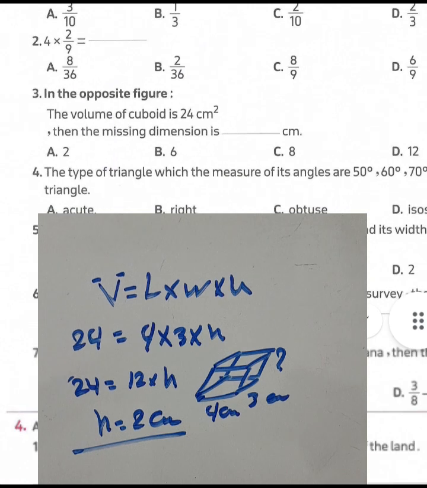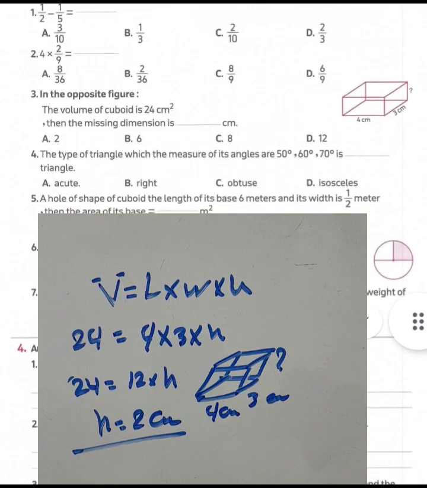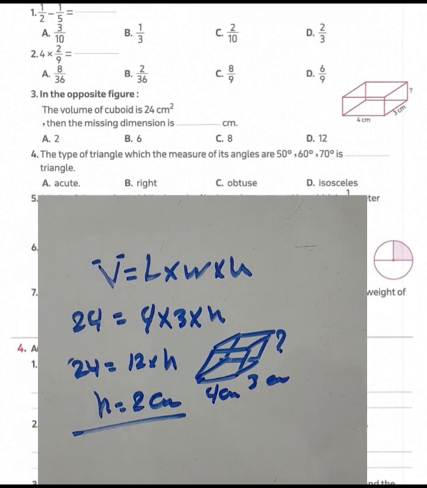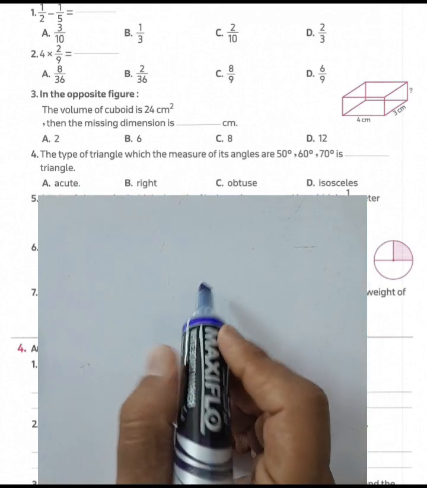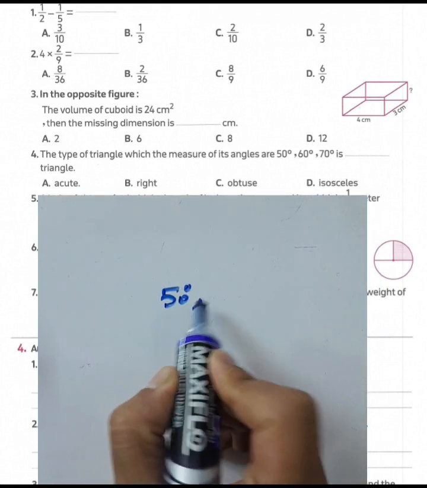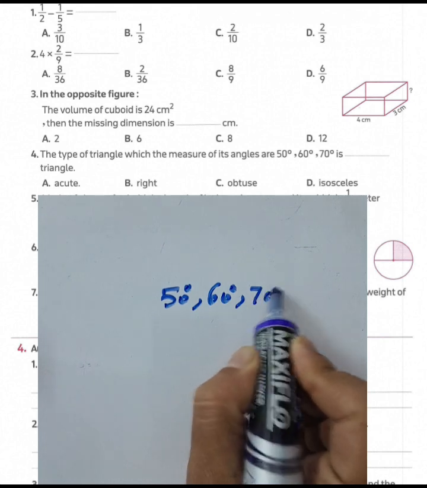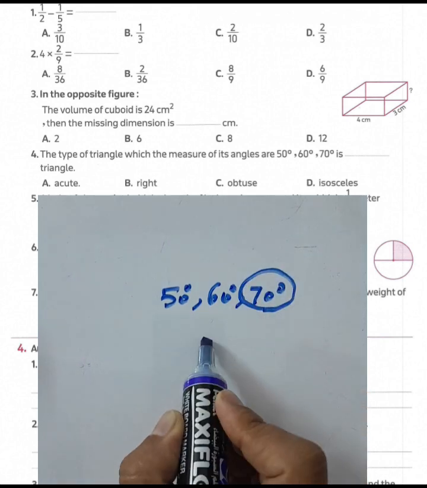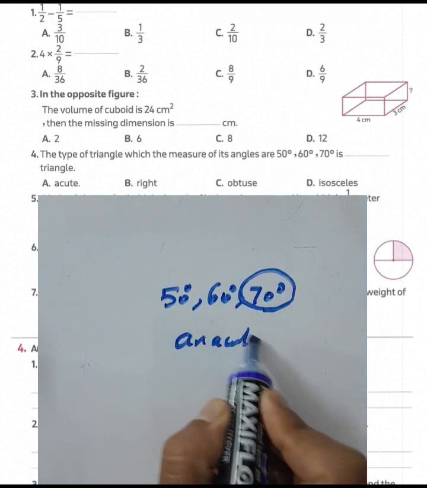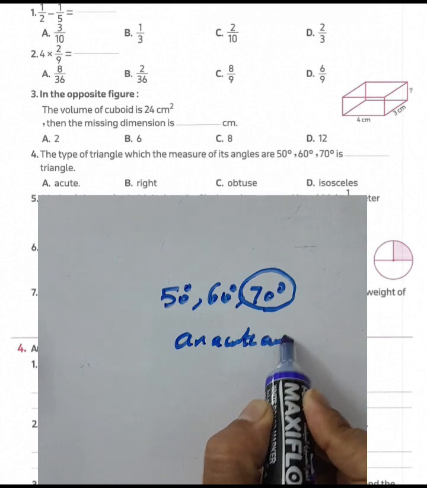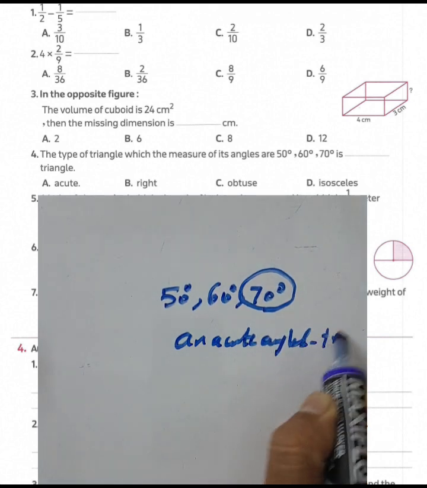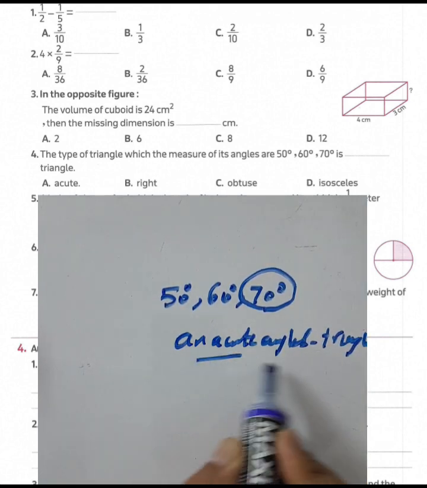Next question. Question number 4. The type of triangle whose angles measure 50, 60, 70. We can write here an acute angle triangle because the greatest angle here is 70. We have 50 degrees and 60 degrees and 70 degrees. We have here an acute angled triangle. An acute angle triangle, okay?